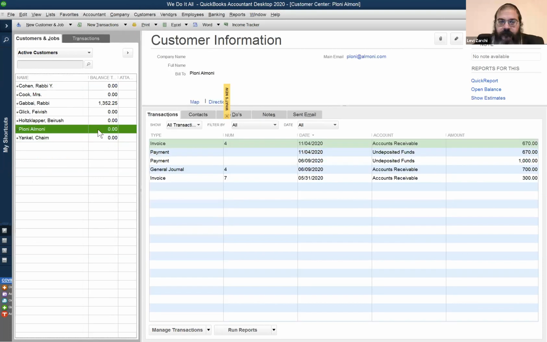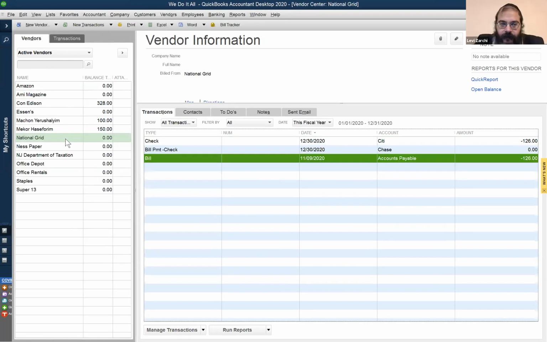What do you have under National Grid? You had a bill. No, I only have a check. I had a bill for 126. Right. Where did that 126 bill go? You deleted the bill just now. So if you deleted the bill, there was never a bill. You wrote a check to accounts payable. I deleted the bill, so that's my problem. Wait, so you deleted the bill for 126. But you have a check going to accounts payable, so that's a negative.